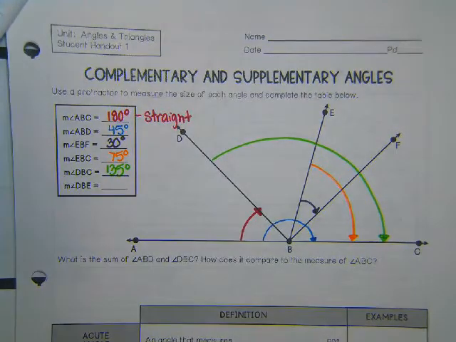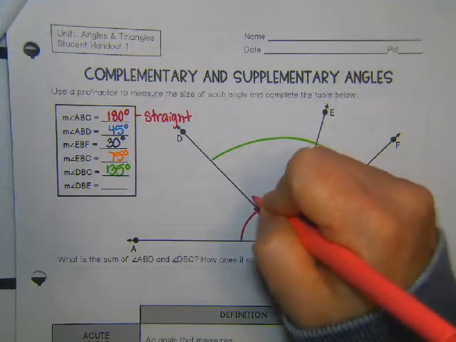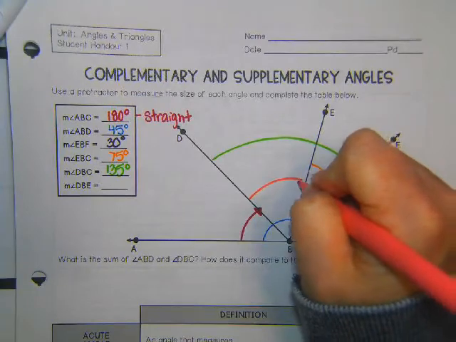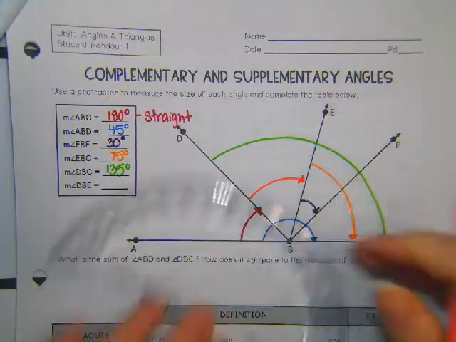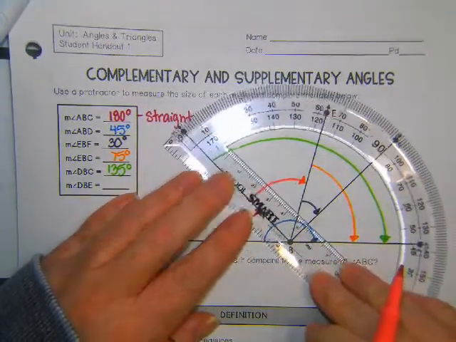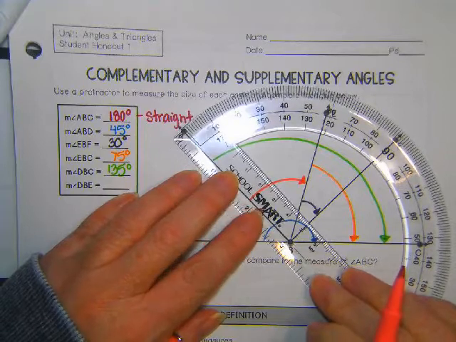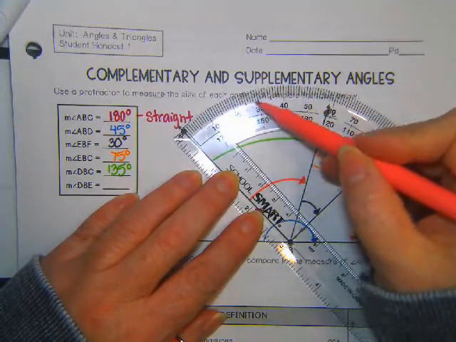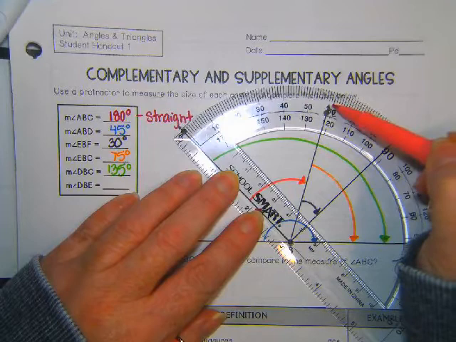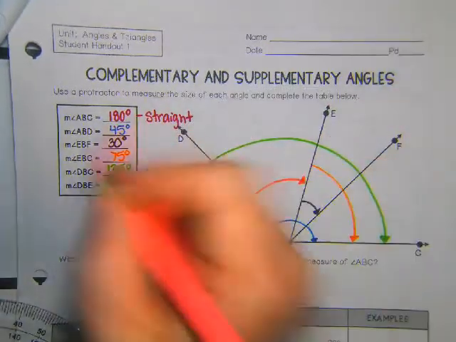And then my last one is DBE. See, I haven't used this color, so it would be this angle right here. DBE, and again, I can line it up this way if I want, or the other way. I'm going to go here. So now I have 10. I'm using my outside numbers, and it looks like it goes right to 60 degrees.